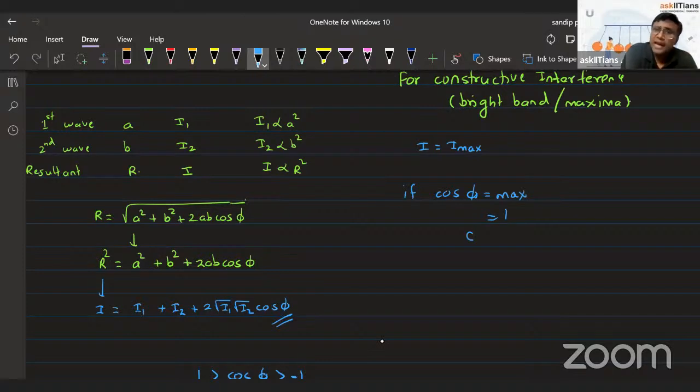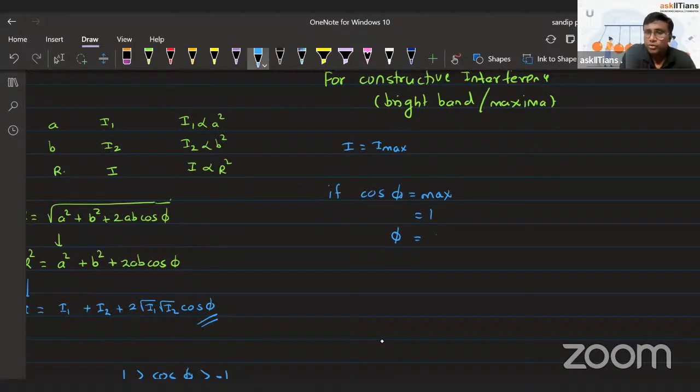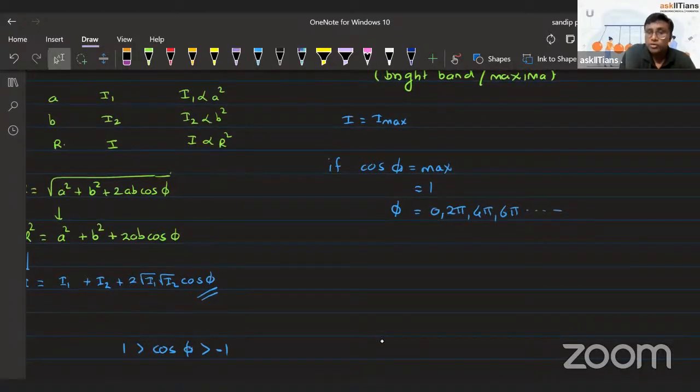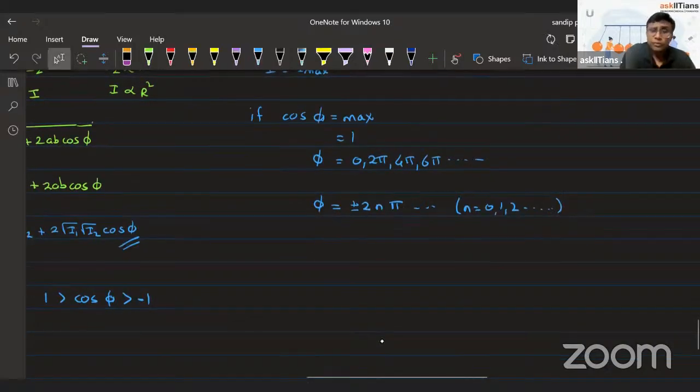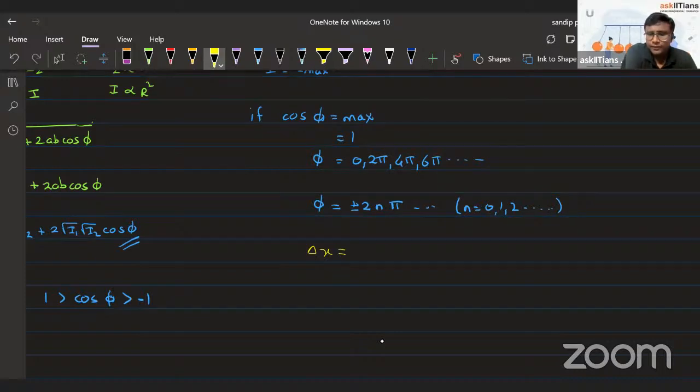So at which angles can cos phi take the maximum values? It can take the maximum values at 0, 2 pi, 4 pi, 6 pi, and so on. Or I can also say it will take the maximum value at plus minus 2n pi, right? Where the value of n could be 0, 1, 2, and so on. Now, if we know this, then we can say delta x is equal to n lambda, right?